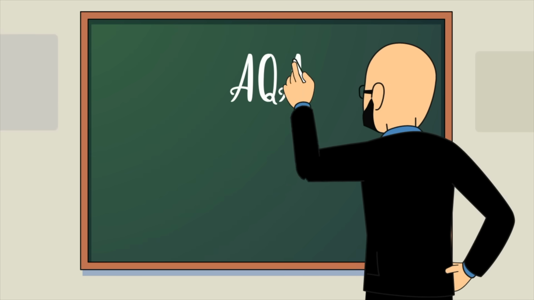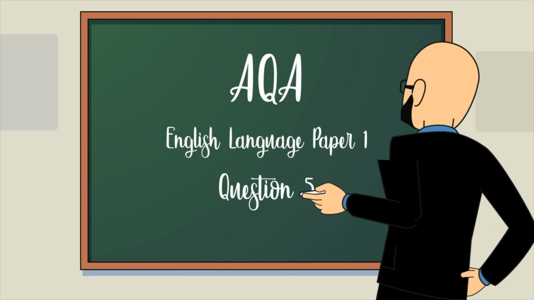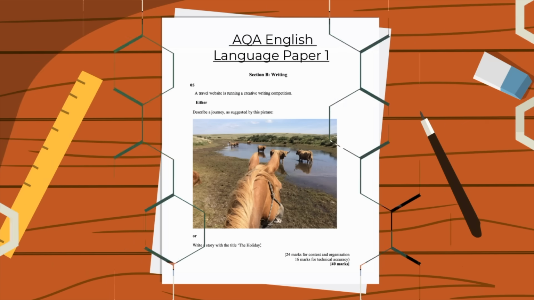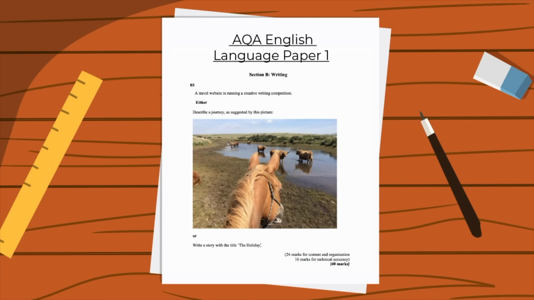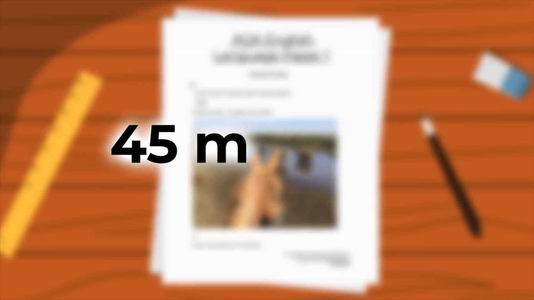Question 5 in AQA English Language Paper 1 is your chance to be creative. There are 2 questions to choose from, one based on a picture and one not based on a picture. You choose one of the questions to answer and you should spend around 45 minutes on it.